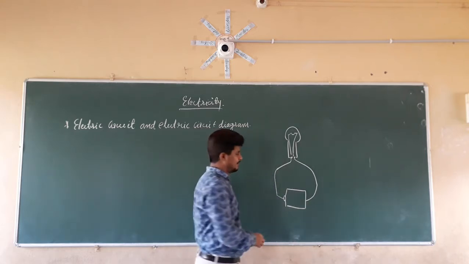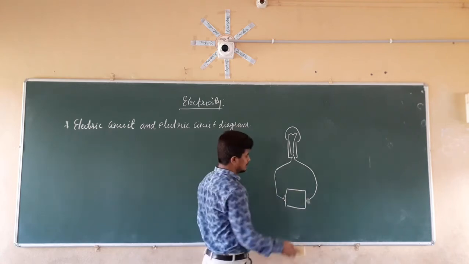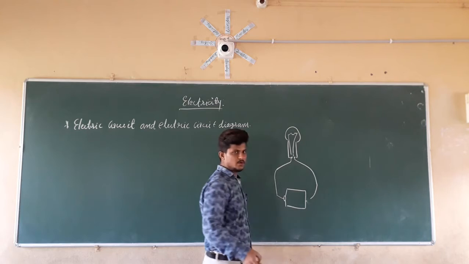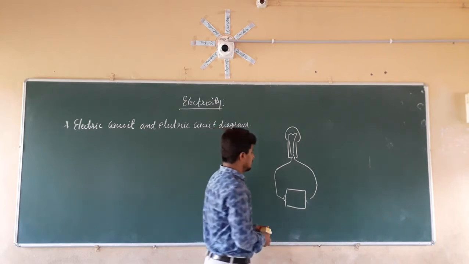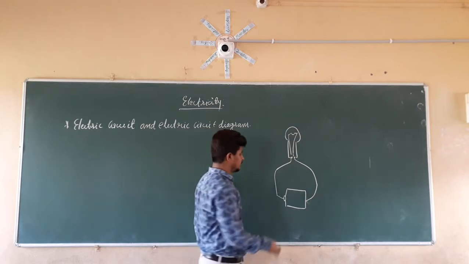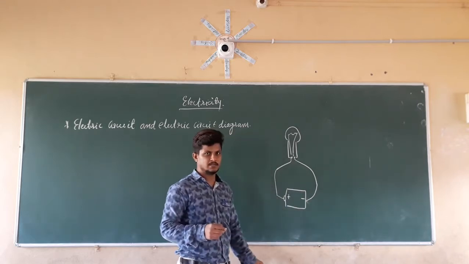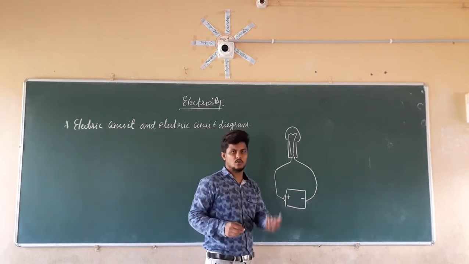What happens if you remove the wire from here? Is it possible that the bulb is going to glow? No, it is not possible. When I touch that wire to the other terminal, let this be the positive terminal and this be the negative terminal, when we connect it to the negative terminal, again the bulb starts to glow.